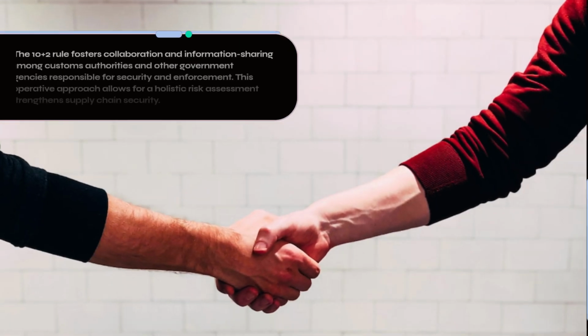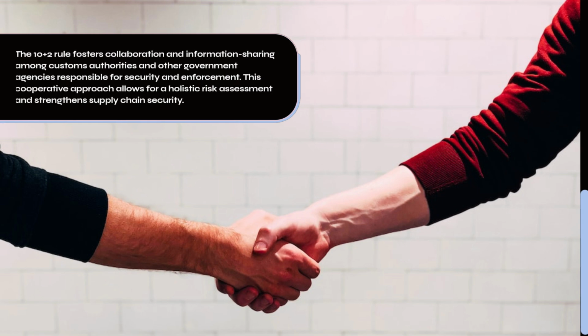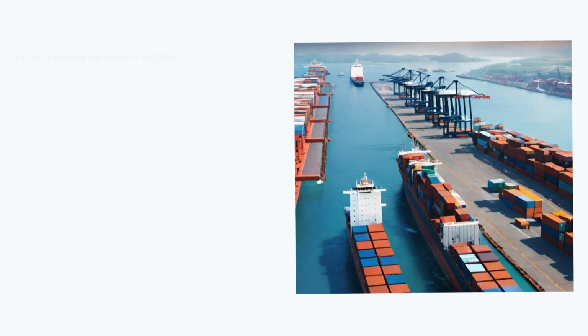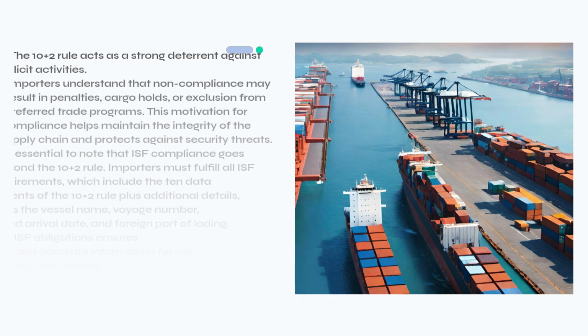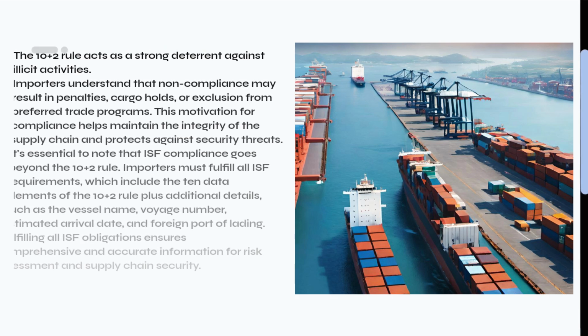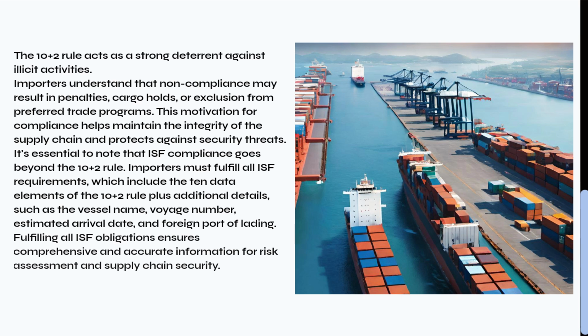The 10+2 rule fosters collaboration and information sharing among customs authorities and other government agencies responsible for security and enforcement. This cooperative approach allows for a holistic risk assessment and strengthens supply chain security. The 10+2 rule acts as a strong deterrent against illicit activities. Importers understand that non-compliance may result in penalties, cargo holds, or exclusion from preferred trade programs. This motivation for compliance helps maintain the integrity of the supply chain and protects against security threats.